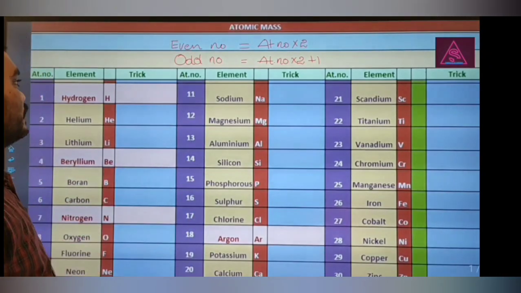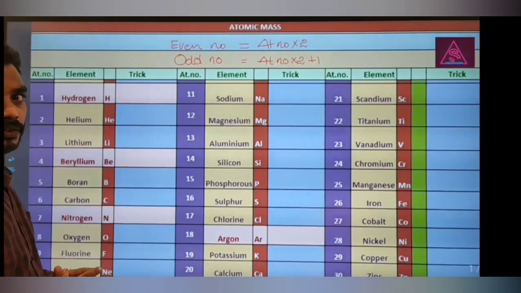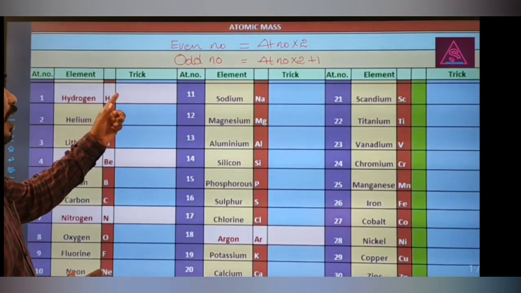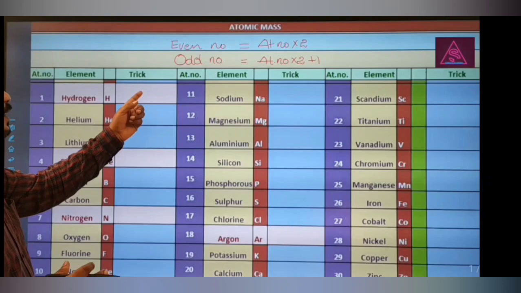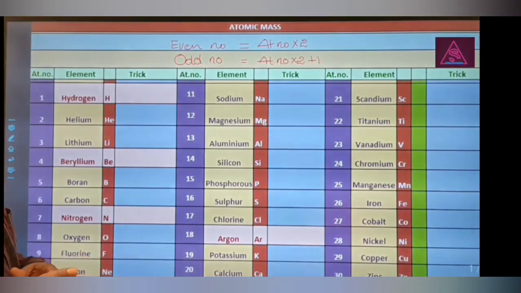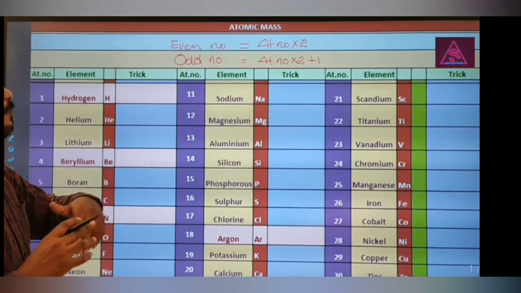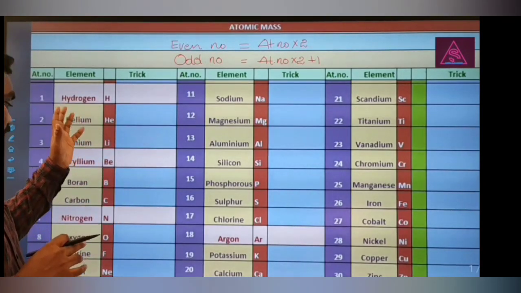Now first, hydrogen, we all know about that one. There are some exceptions also. For hydrogen, which I am showing in pink, and next beryllium is exempted, and nitrogen. These three are exempted in the first group. Now I will calculate the atomic mass of the first 10 elements.